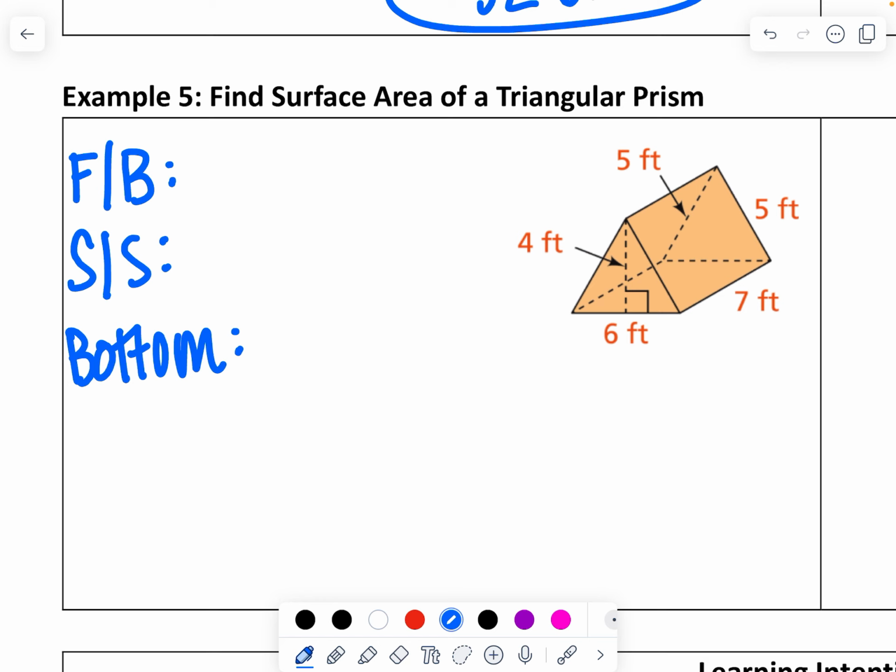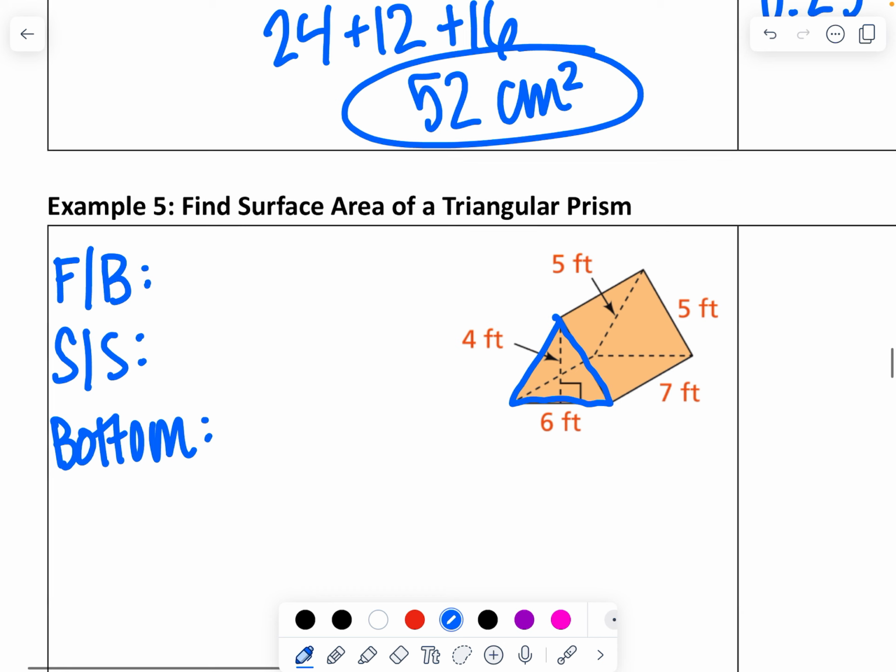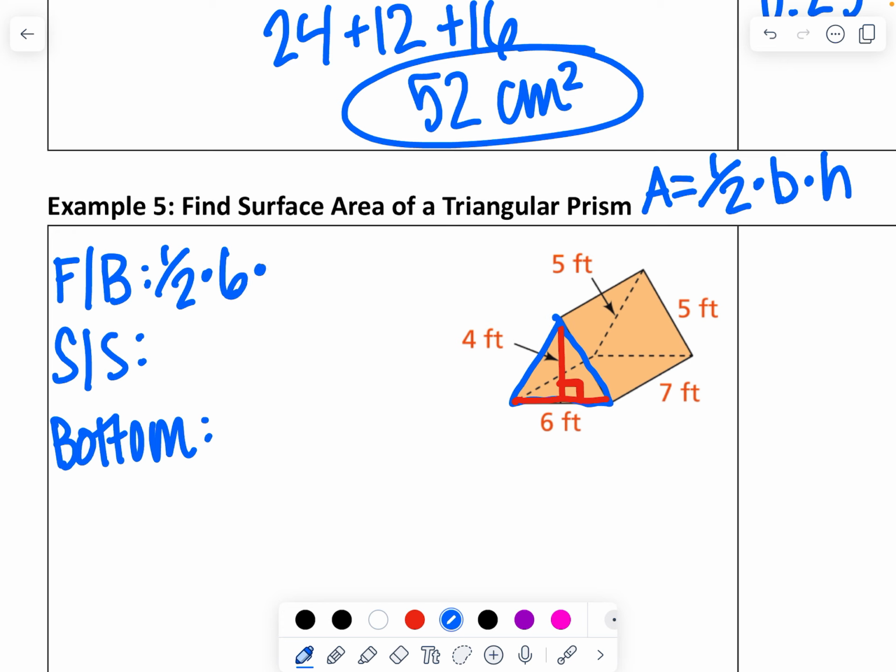So the front and the back, those are 2 triangles. So remember, when we deal with triangles, our formula is A equals 1/2 times base times height. So you'll be wrong if you just do base times height. Triangles, you have to multiply by 1/2, which is the same as dividing by 2. So if I'm looking at the front of this triangle, I have to find my right angle. So my right angle is right here, and the 2 lines that make up that angle are this one and this one. So that means I'm going to do 1/2 times 6 times 4.